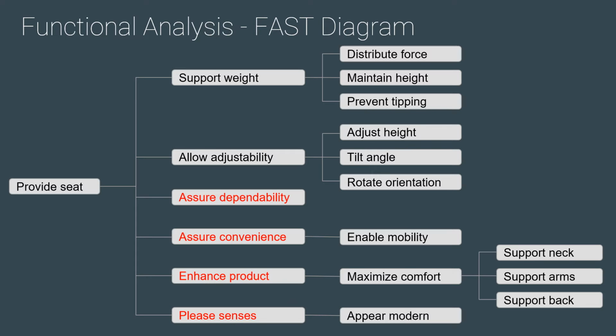Moving into functional analysis, here you can see our FAST diagram with the task function to provide a seat for the user and primary basic functions to support the user's weight and to allow adjustability in terms of the height, the angle tilting back and forth, and rotation. You can also see our secondary supporting functions, especially one to maximize the comfort of the user.